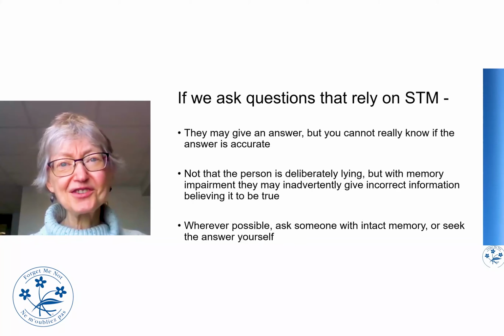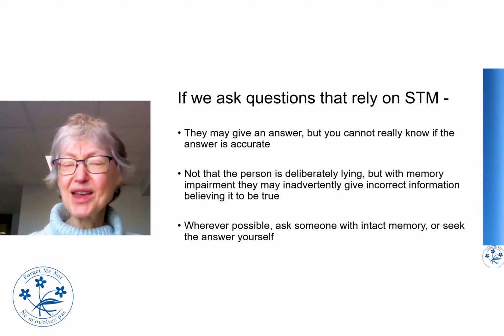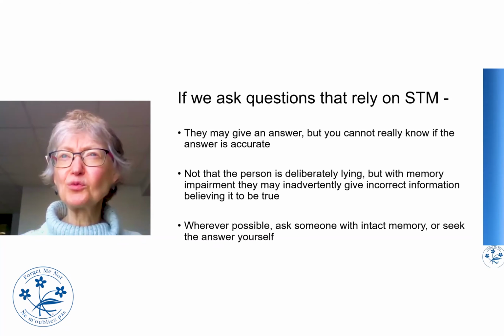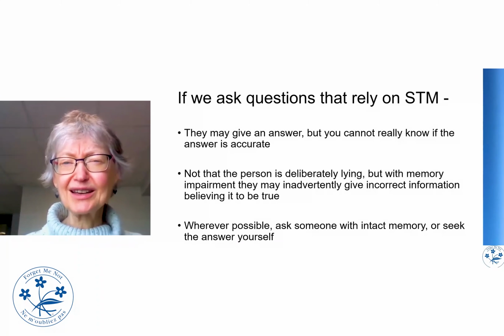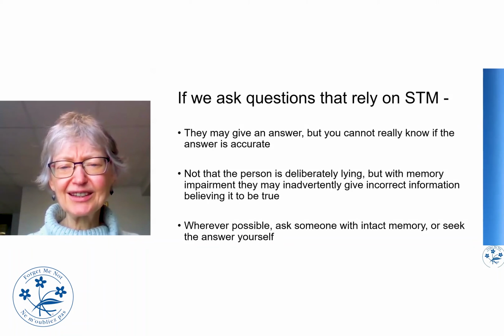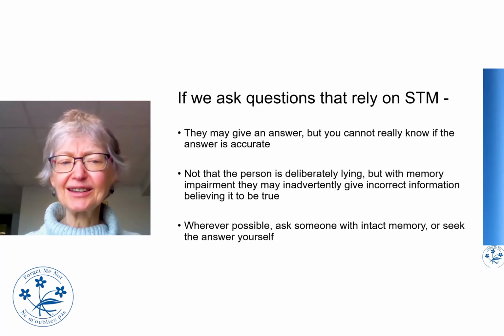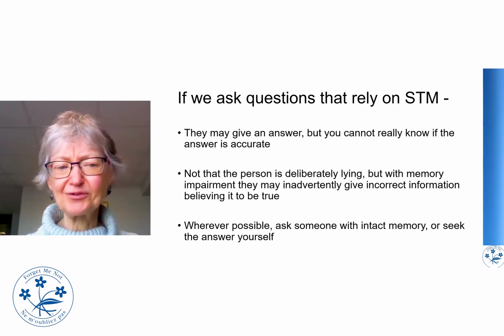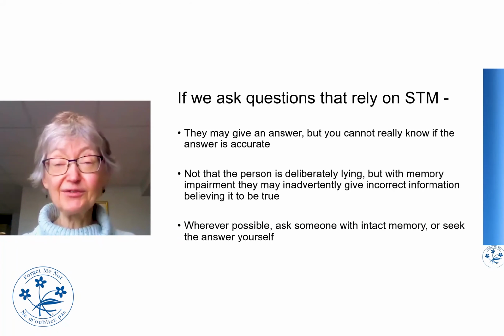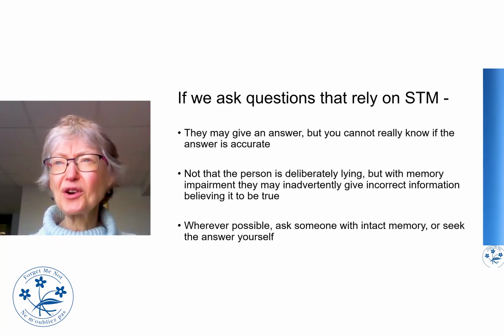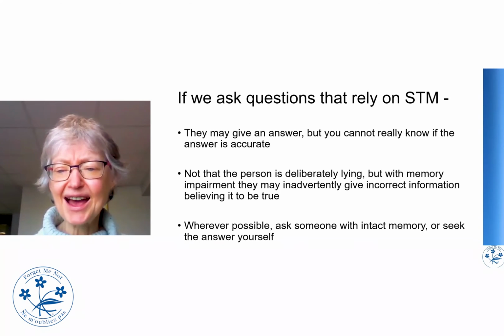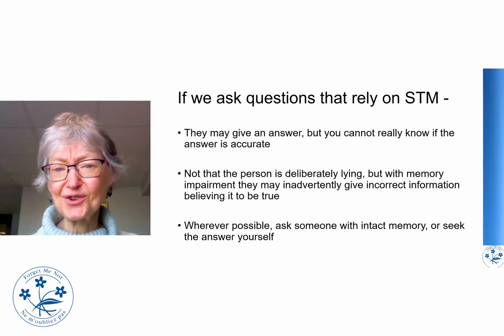If we ask questions that rely on short-term memory, they may give you an answer, because people will recognize that it's a question and they recognize that you want something back from them, and they're going to do their best to give you a response. But you won't really know if the answer is accurate or not. It's not that the person is deliberately lying, but with memory impairment, they may inadvertently give incorrect information and that they believe is true. They believe it's true, but it's not. So wherever possible, you want to ask somebody with intact memory or seek the answer yourself.